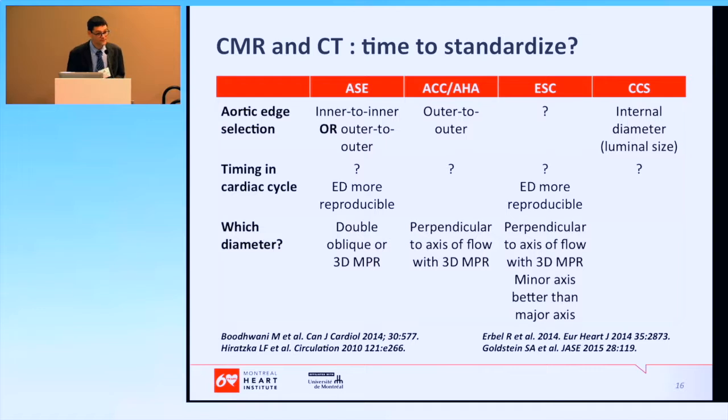The timing in the cardiac cycle is another issue, which I've explained with echo. Usually in adult medicine, it's pretty consistent that the aorta is measured in diastole, but I've told you about the pediatric way of doing things.